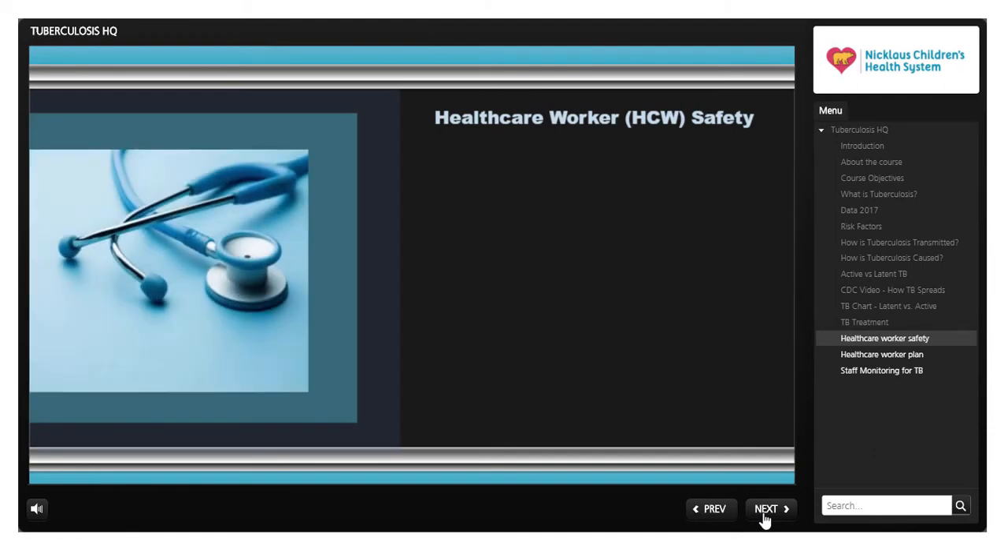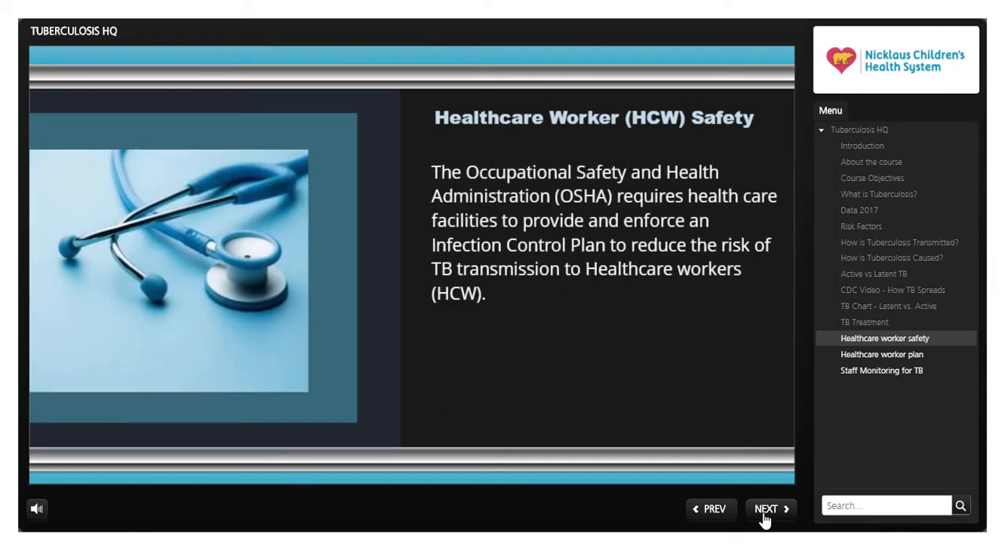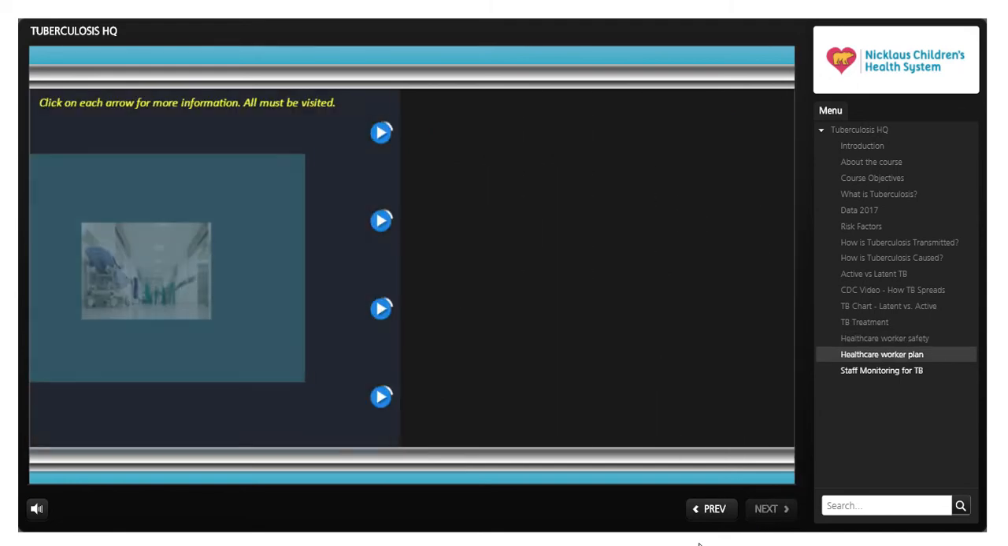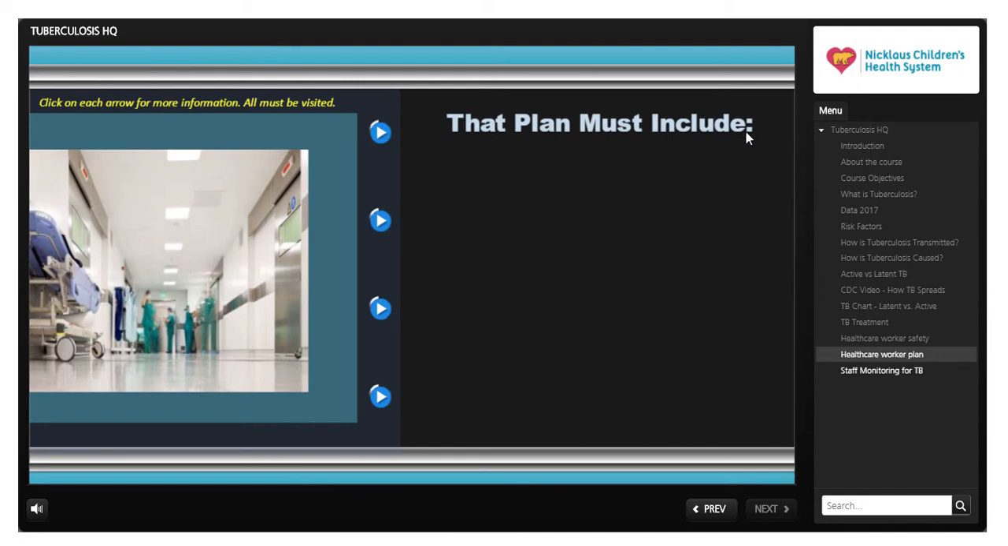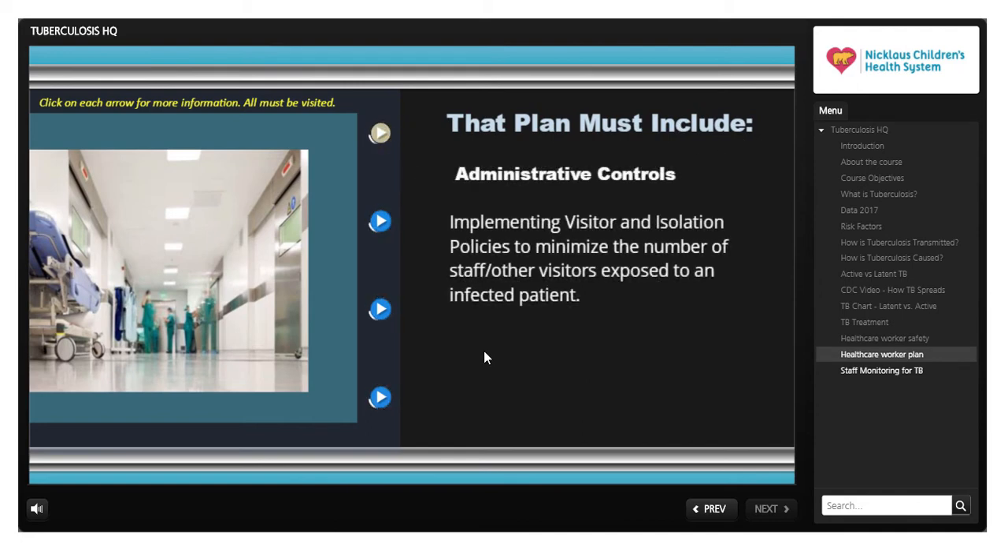Healthcare worker safety. The Occupational Safety and Health Administration requires healthcare facilities to provide and enforce an infection control plan to reduce the risk of TB transmission to HCW. That plan must include administrative controls, implementing visitor and isolation policies to minimize the number of staff and other visitors exposed to an infected patient.